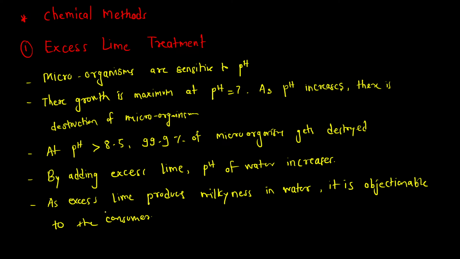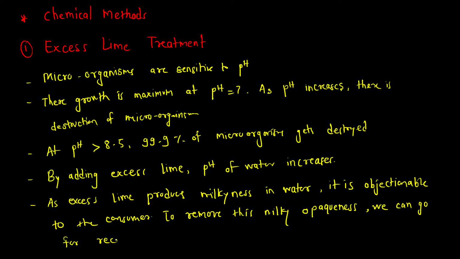To remove that milkiness, we can go for recarbonation of water. To remove this milky opaqueness we can go for a recarbonation of water. If we do this process, then we can do it, but as you can see, we have to do these two to three processes, so we won't be going with this method.